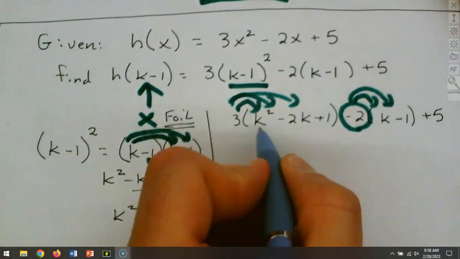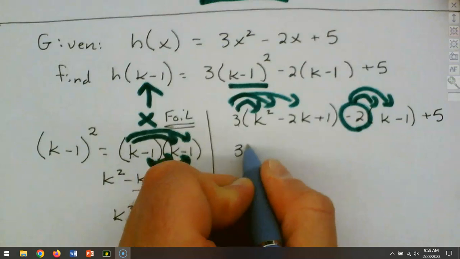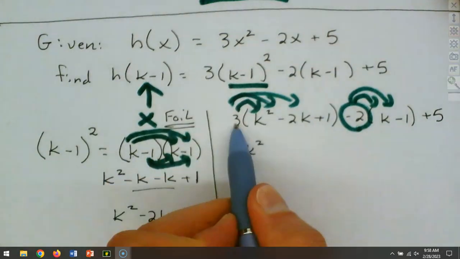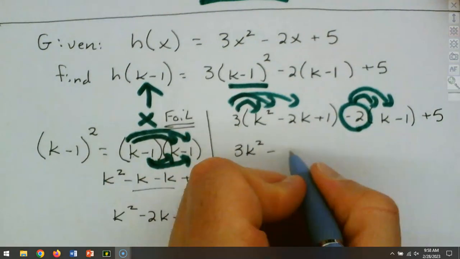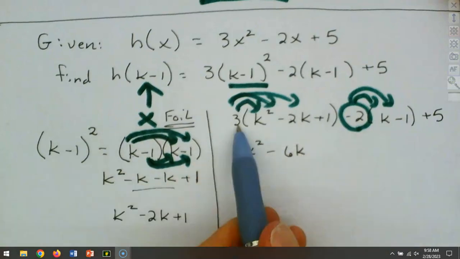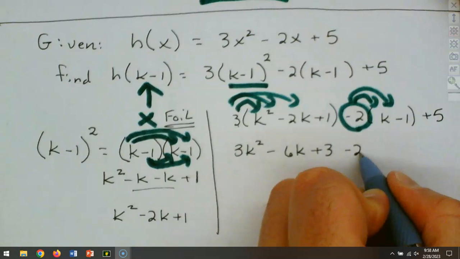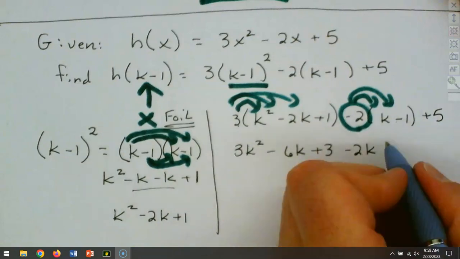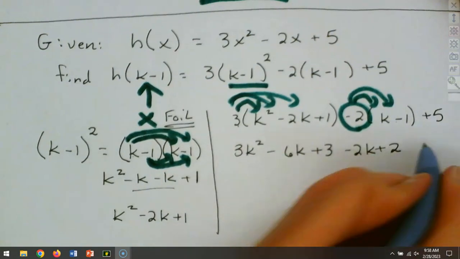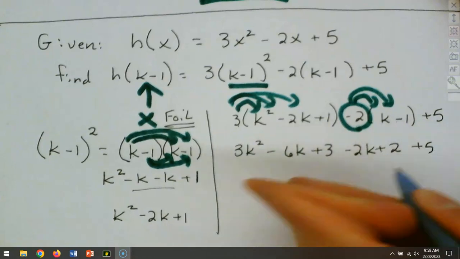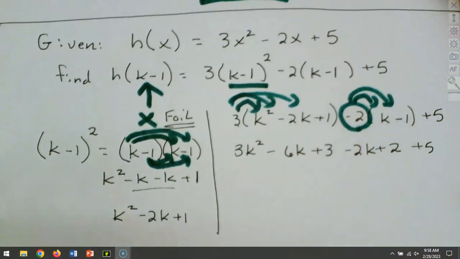Now, when we distribute through, we get 3k squared. 3 times a negative 2, that's a minus 6k. 3 times 1, that's a 3. And then we have a minus k. Double negative makes it a positive 2. And then we have our 5. And now we clean it up.